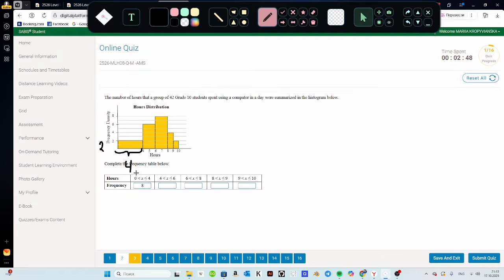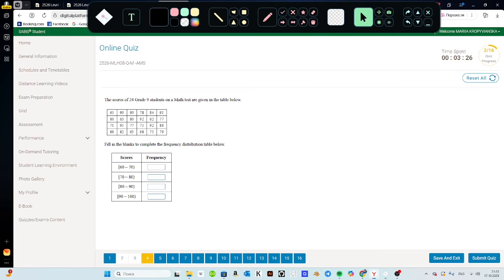Second, we look at the second bar, which is 2, because 6 minus 4 is 2, so the length of this is 2. 2 times, we see that it's at 6. So 2 times 6 gives us 12. Same for the next ones, 6 and 8, that's 2, and 8, that's 16. Now, next one, 8 and 9. 8 to 9 is 1. So 1 times 4 is 4, and 9 to 10 is 1. 1 times 2 is 2. Next one.